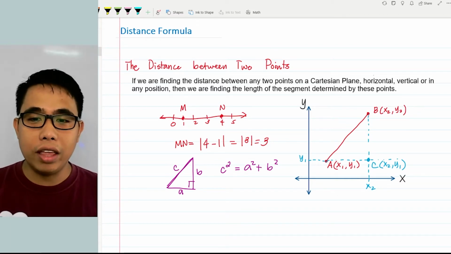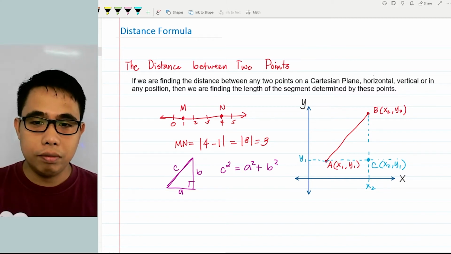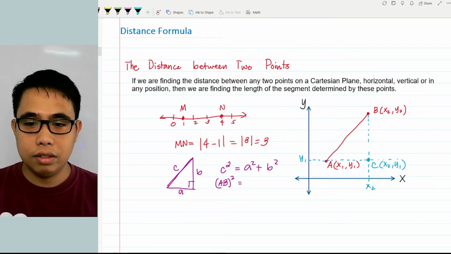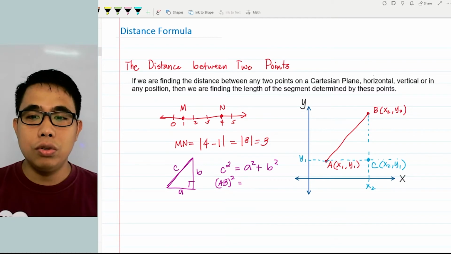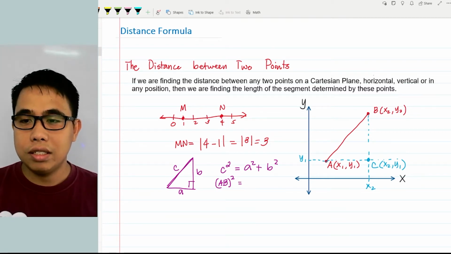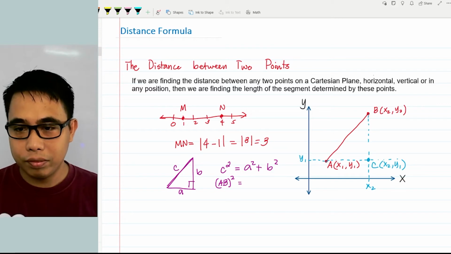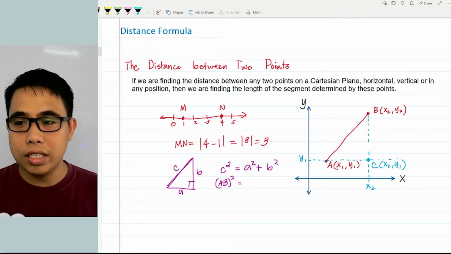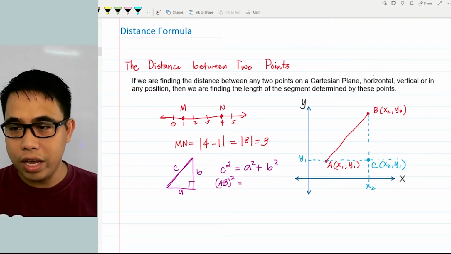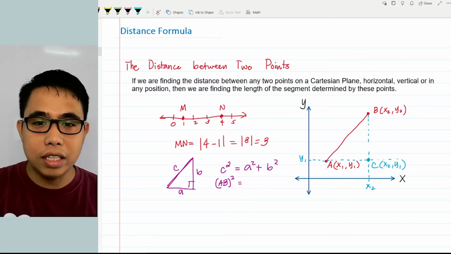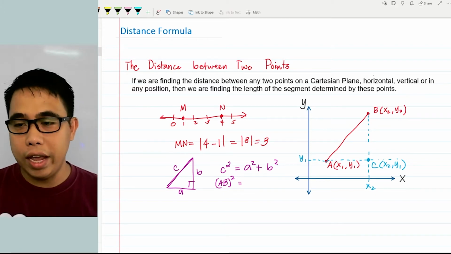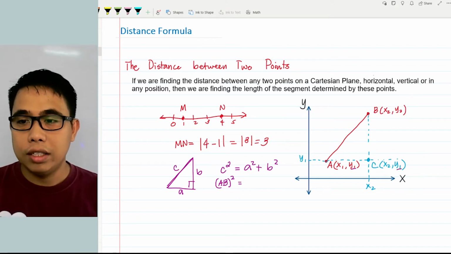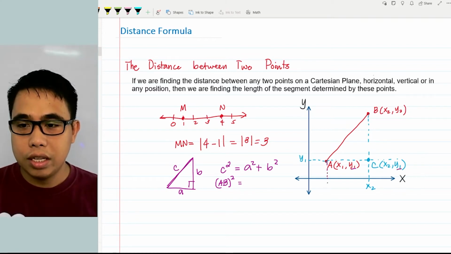And if we find the length of AB, we first find the length of AC, by applying finding the distance between 2 points on a number line. Since they have the same y coordinates, you subtract their x coordinates. So this is x sub 1. So x sub 2 minus x sub 1.